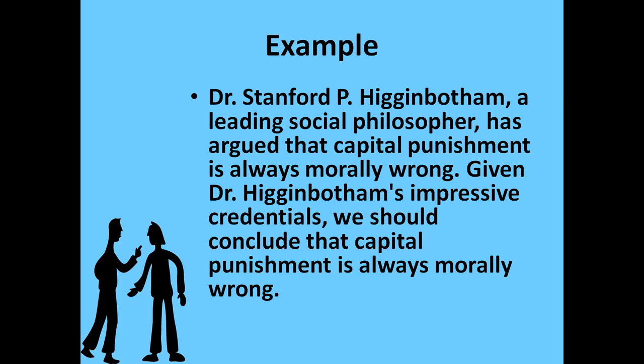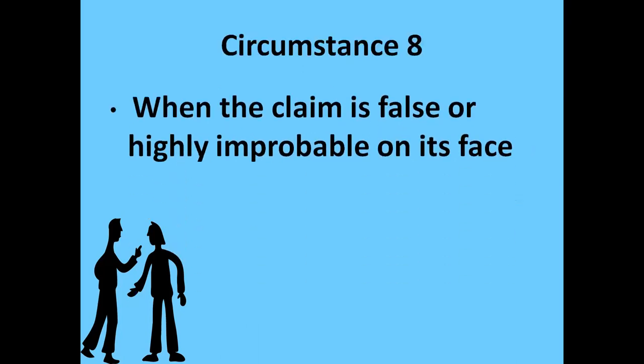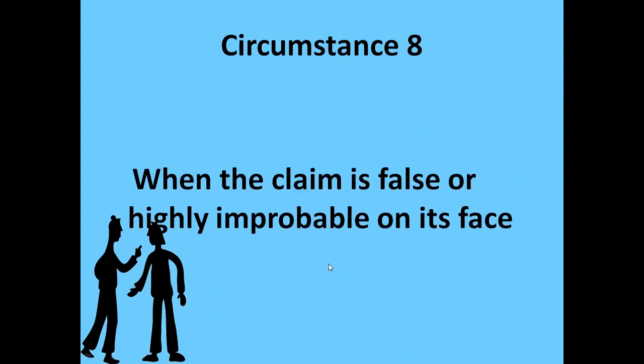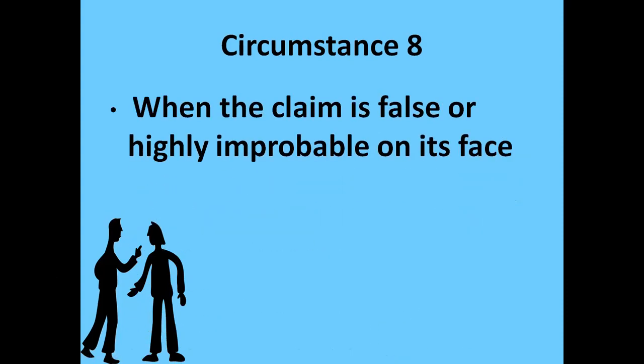See, topics such as the morality of capital punishment and the meaning of life are issues on which no expert consensus exists or is likely to exist. Consequently, debates on these issues cannot be settled by appeals to authority. So they will be fallacious. Now see, circumstance number 8. When the claim is false or highly improbable on its face.